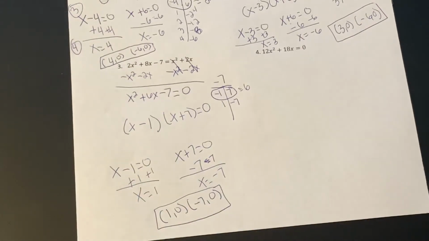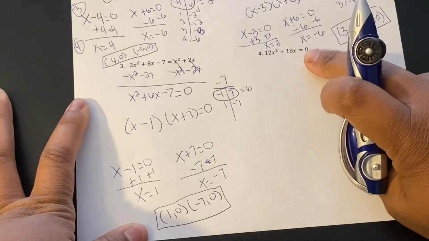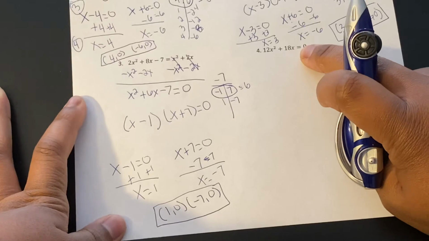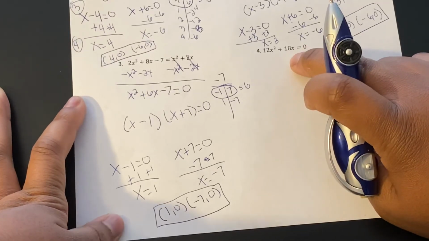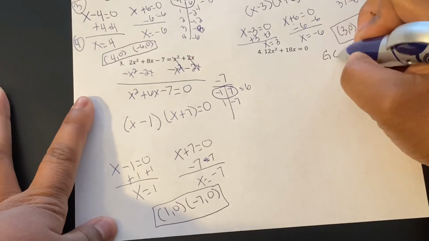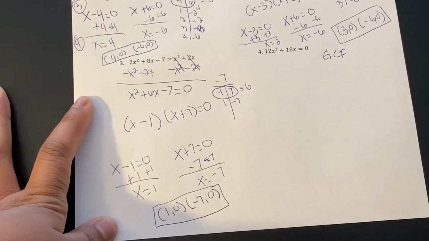Okay. All right. Last but not least, I have here 12x squared plus 18x. This is not a trinomial at all. However, they do have a GCF. So I'm going to use the GCF method here.